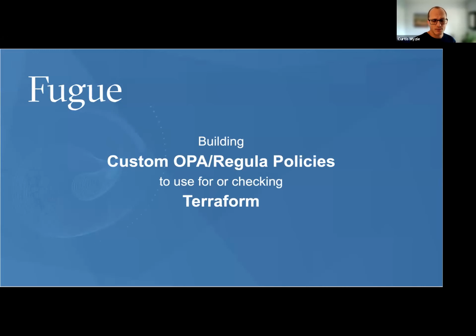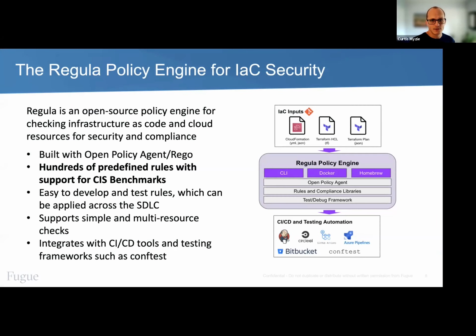I'll call out one thing about simple versus multi-resource checks. We're going to see an example of both of those. The idea of simple checks is that we test one specific resource in isolation, checking its attributes to see if they're secure or not. Multi-resource checks do basically a join to check multiple resources at the same time and see how they relate, to see if the combined configuration of multiple resources is insecure in combination.